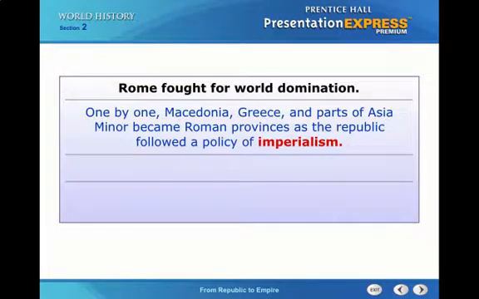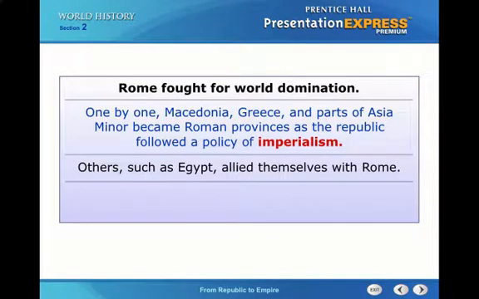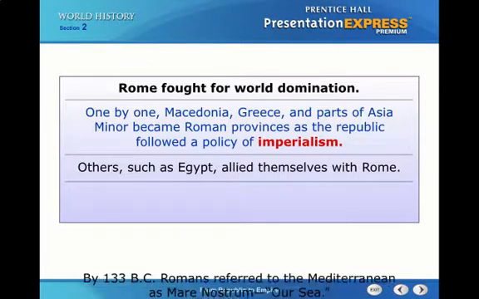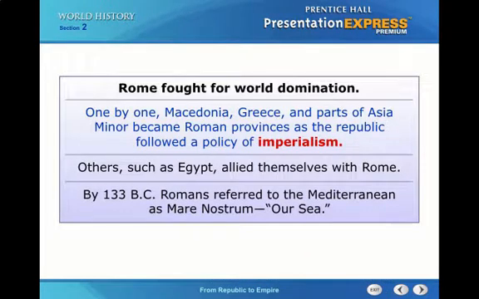And so what happens is, one by one, they expand outward, following this policy of imperialism, conquering other areas. They go so far as to begin to take over what was once part of the Greek empires, with Egypt and Macedonia. And then by 133 BC, the Romans can call the Mediterranean Sea the Mare Nostrum, or "our sea."